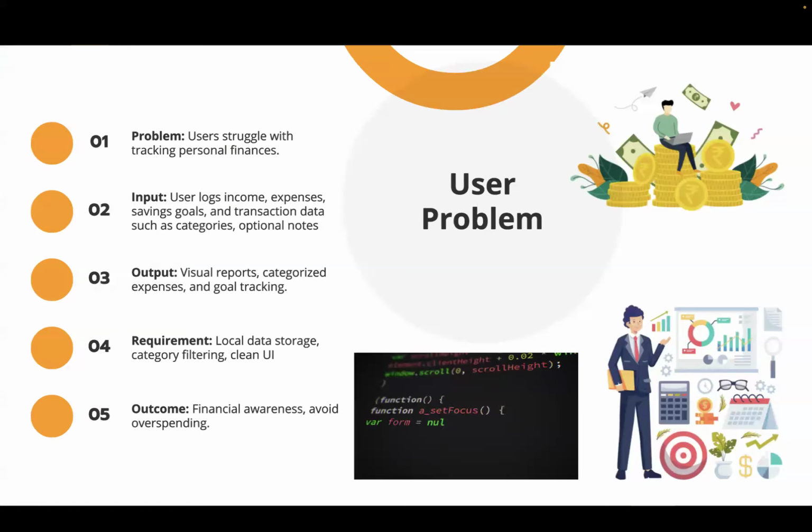The application has several inputs. For example, a user will log income, expenses. They'll be able to log saving goals and transaction data, such as categories. And they'll also be able to enter optional notes. The application will output visual reports. We'll be able to see those transactions that you enter live and visually in graphs, as a bar graph. Exactly. You'll be able to see categorized expenses, and you'll also be able to see your goal tracking for savings.